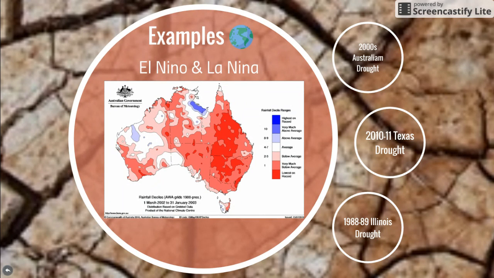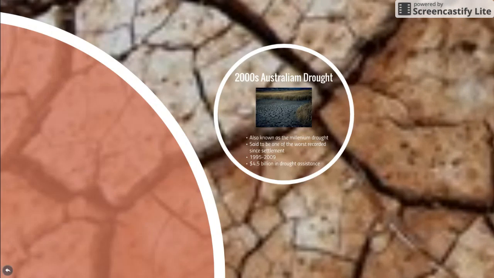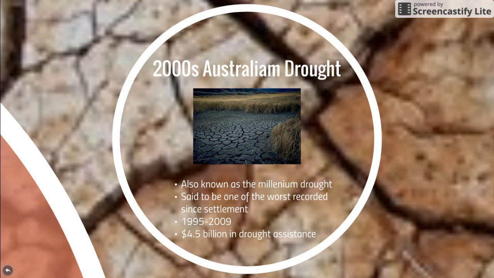So let's take a look at a few examples of bad drought. The 2000s Australia drought, which is also known as the millennial drought, is said to be the worst of the recorded droughts since the settlement of the country. It spanned a whopping 14 years from 1995 to 2009, with some of the remnants still around till 2012. It cost the government an estimated $4.5 billion in drought assistance across this time.